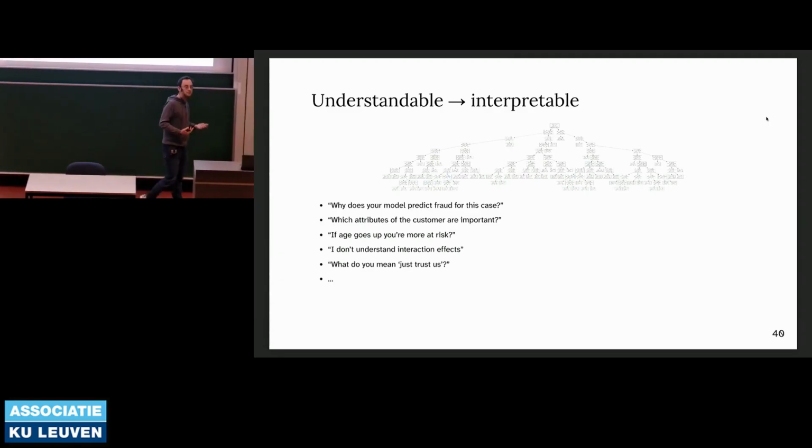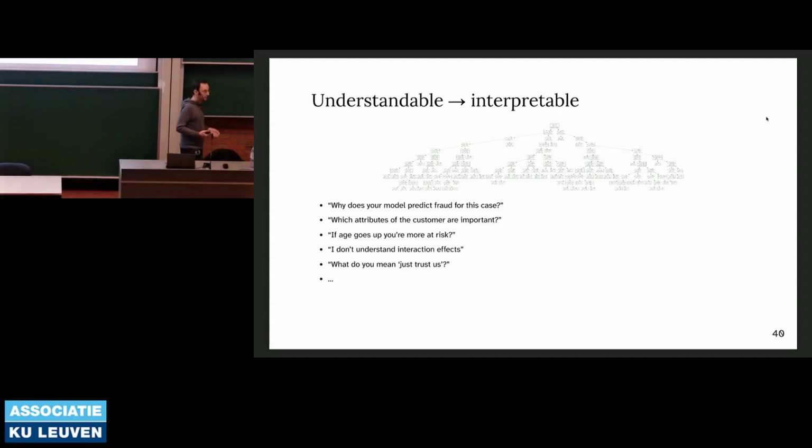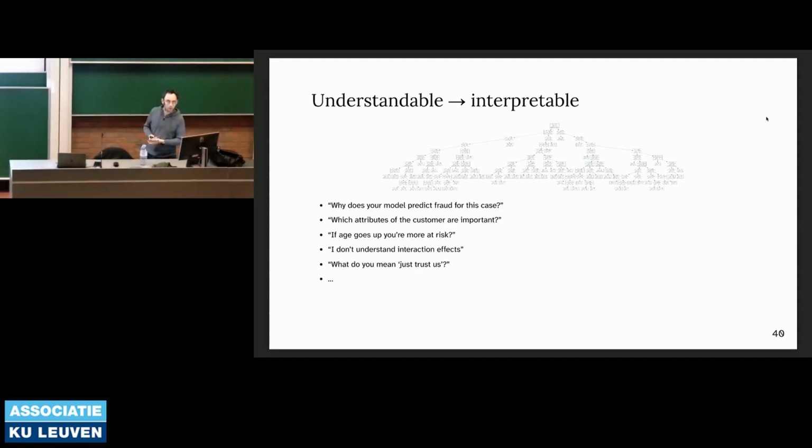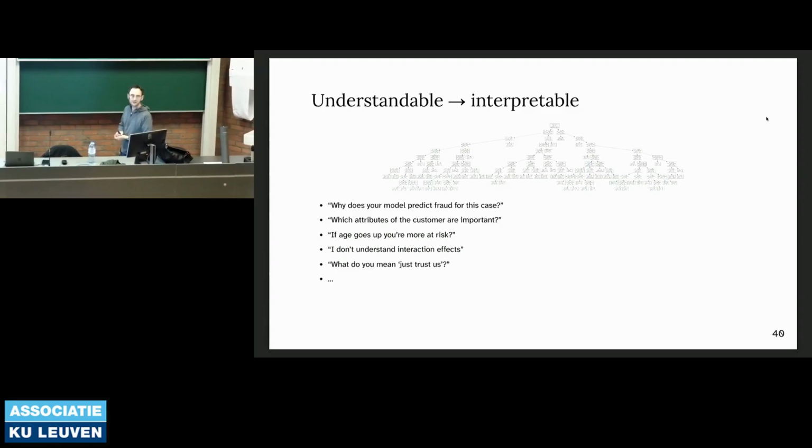Well, it's maybe not linear, right? It's maybe not monotonic, but can you show me something like how the outcome is impacted by age?